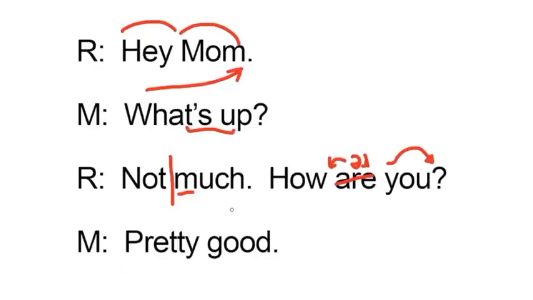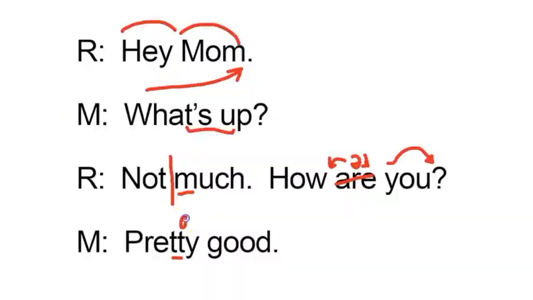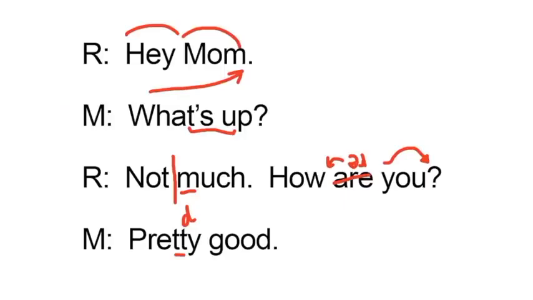Pretty good. How are those T's pronounced? Like a flap T or D. Pretty good. These phrases are typical of starting a phone conversation. You ask the person how they are. How are you? And they ask you how you are. What's up? Generally, you give little generic responses. Not much. Pretty good. This is small talk.